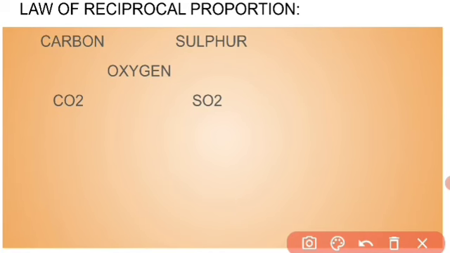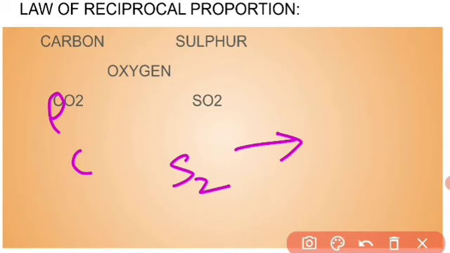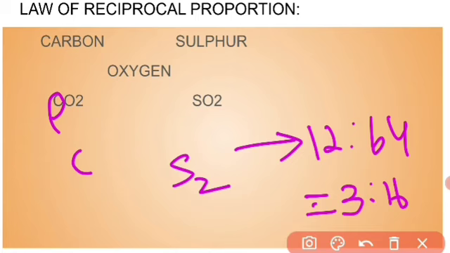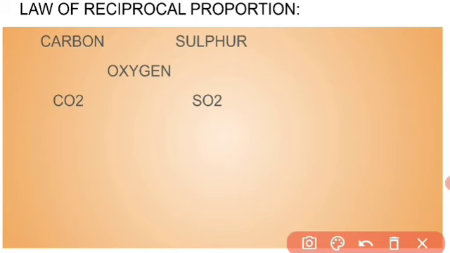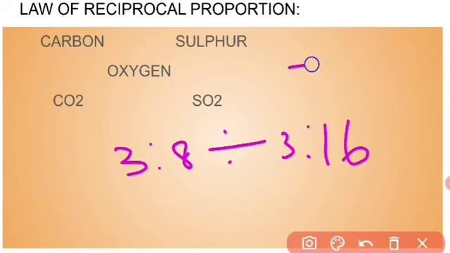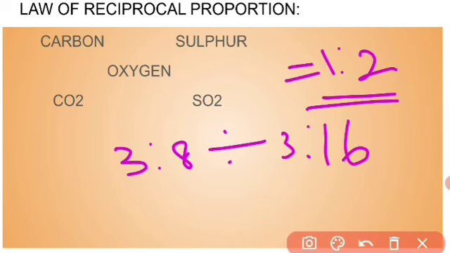Now if you go with another condition, that is the ratio of masses in which carbon and sulfur themselves combine. So here it was C and here it is S2. Combining themselves, we will get 12:64, which is nothing but 3:16. They themselves are being combined. Now if you divide the previous one, which was 3:8, whole divided by 3:16, you will get the answer 1:2, the smallest whole number ratio. Clear? That only it is explaining.